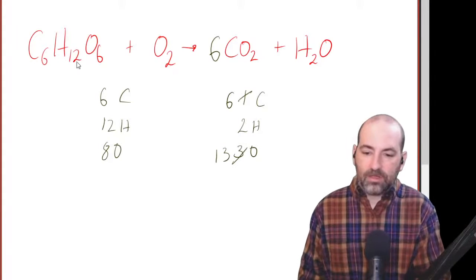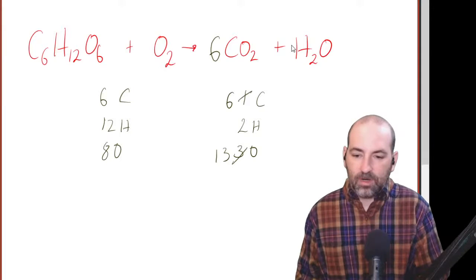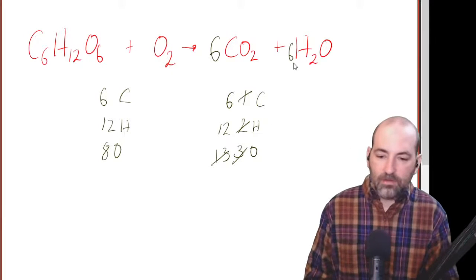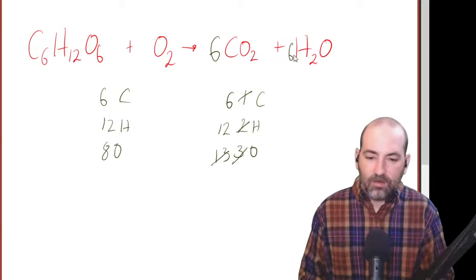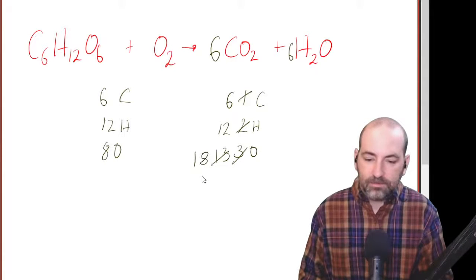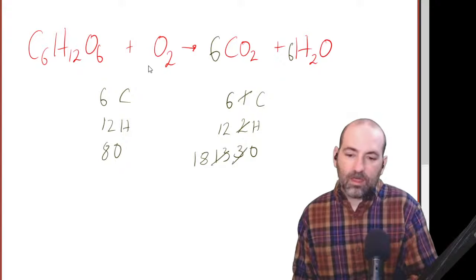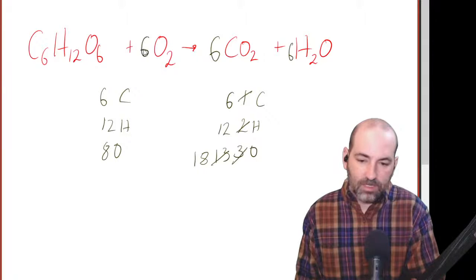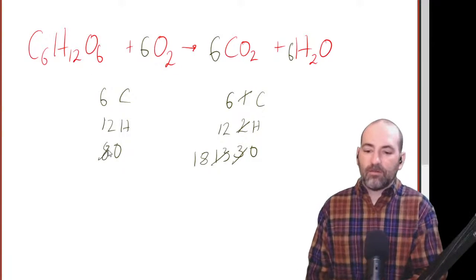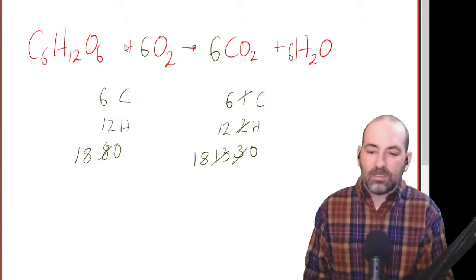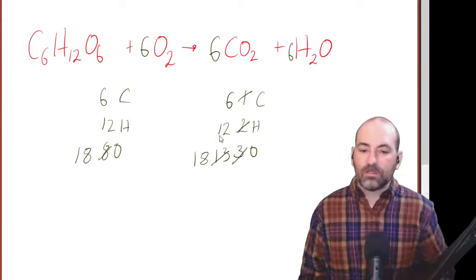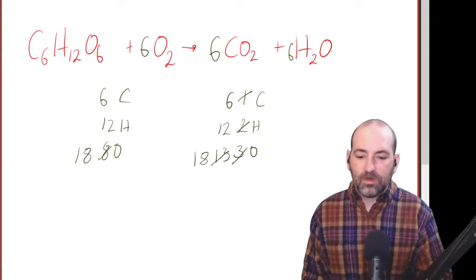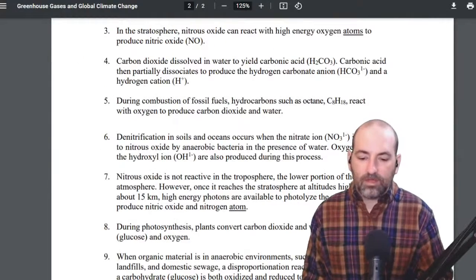So now we've got 12 hydrogens on the left, 2 on the right, so we want to put a 6 here so that we have 12 total on the right as well. That's also going to change the amount of oxygen. So that's, let's see, 12 plus 6 is 18. So then we need 18 oxygens on the right total. So we've already got 6, and so that means we need 12 more from this. Now we should have 18 oxygens, and now we have the same atoms on both sides. So there's our balanced equation. That's how that works. So that's how you would do this part of the activity.